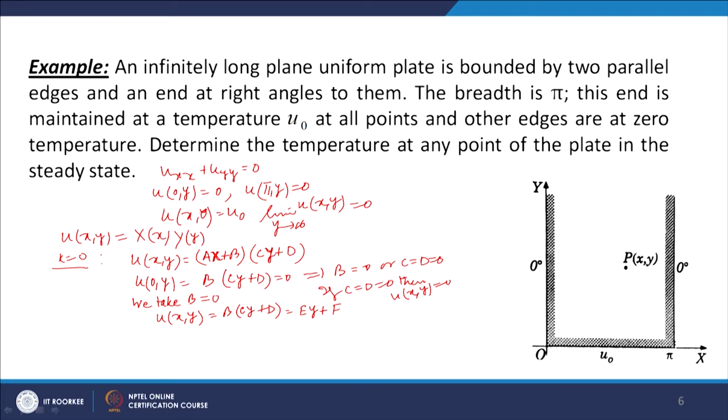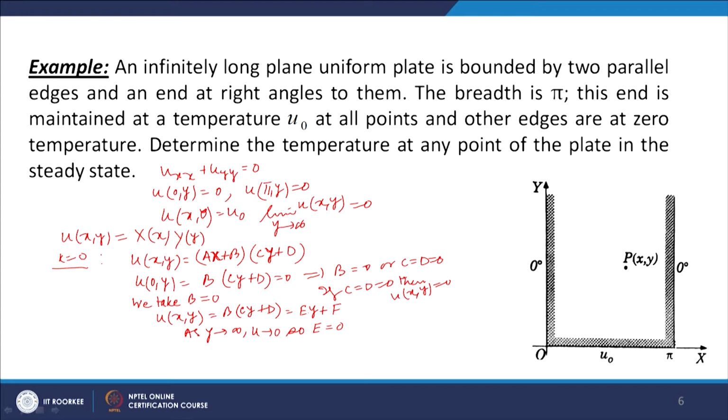What we have is that u(0,y) = 0, u(π,y) = 0 and u(x,0) = u₀. Okay. So, what will we get? We will have u(x,y) = 0 as y goes to infinity. As y goes to infinity, u(x,y) goes to 0. So, E must be 0, otherwise the temperature will not remain finite.